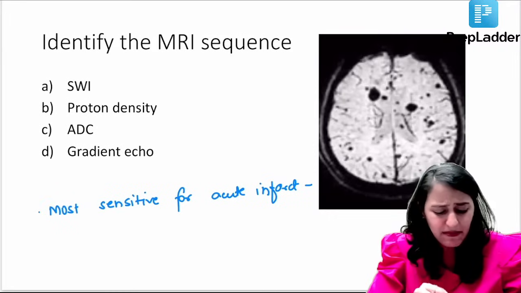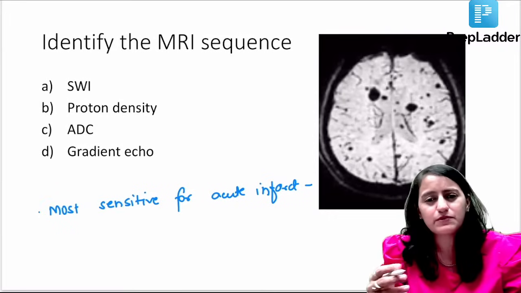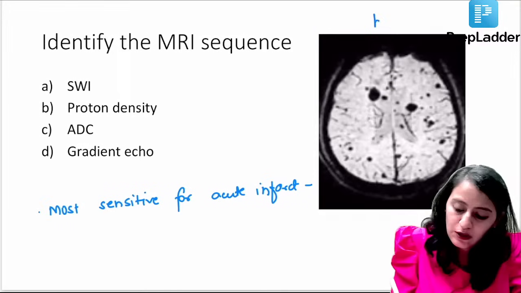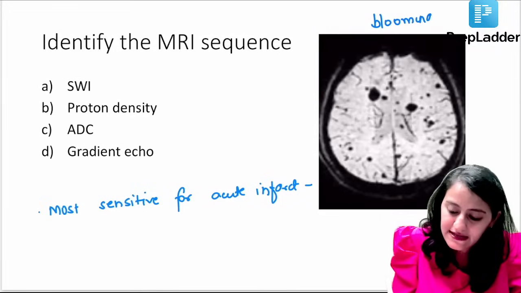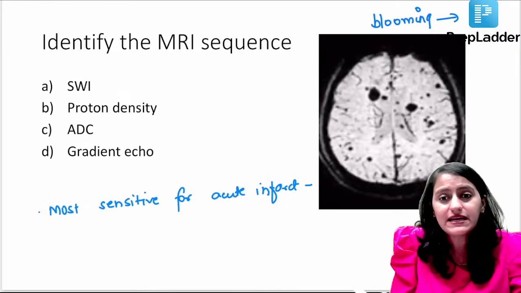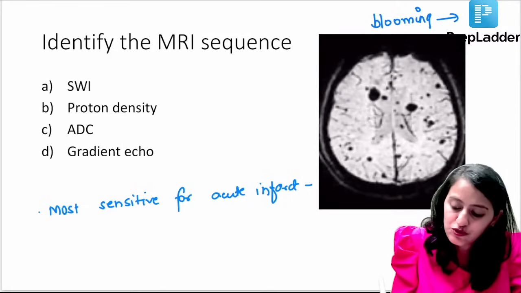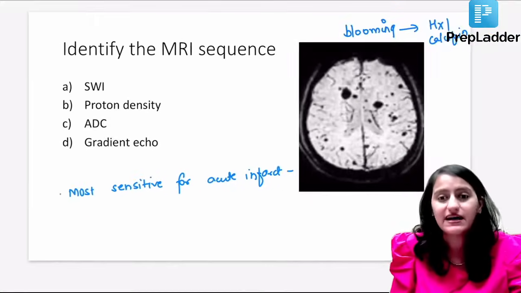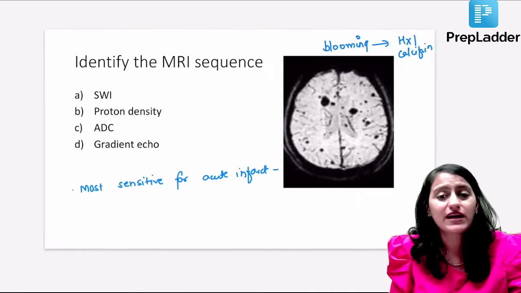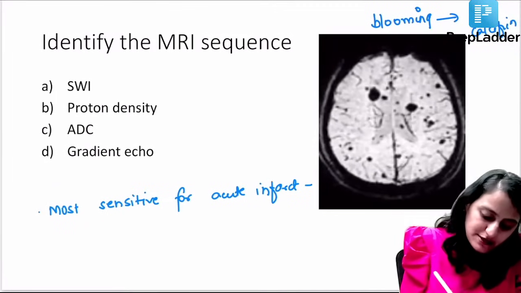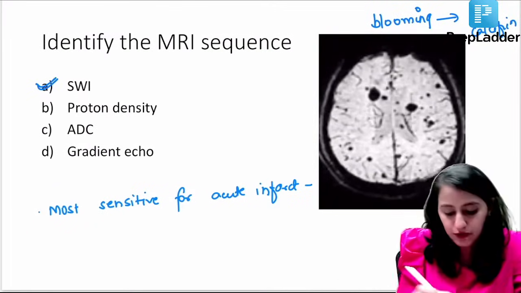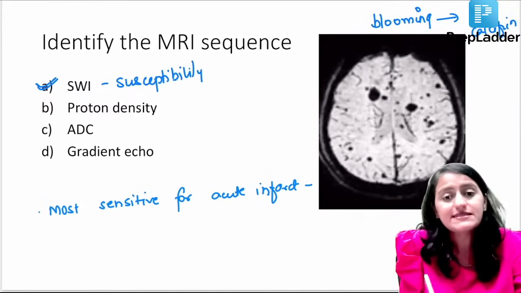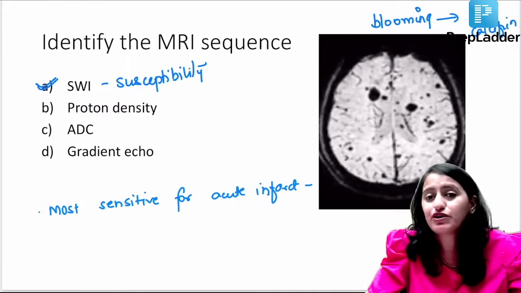Going to the next one, identify this MRI sequence, has been asked previously. So when you have an MRI sequence which looks very different from T1, T2, FLAIR, you see those black areas of blooming. What are these black areas called? Areas of blooming. What do they indicate? They indicate hemorrhage or they can indicate calcification. SWI helps you to differentiate that as well. So hemorrhage or calcification. For hemorrhage, what is the sequence? This is SWI. Susceptibility weighted imaging.